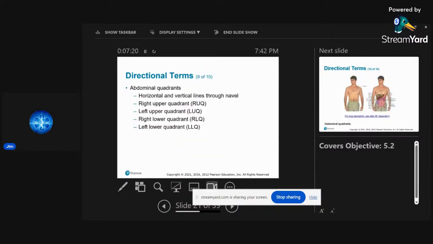Directional terms, abdominal quadrants. We have four, right? Quadrant means four. Horizontal and vertical lines through the navel. So the navel is your center point for your quadrants. So you got right upper, left upper, right lower, and left lower quadrant. We use these to describe pain, abdominal pain, like patients complaining of a 9 out of 10 left upper quadrant pain.